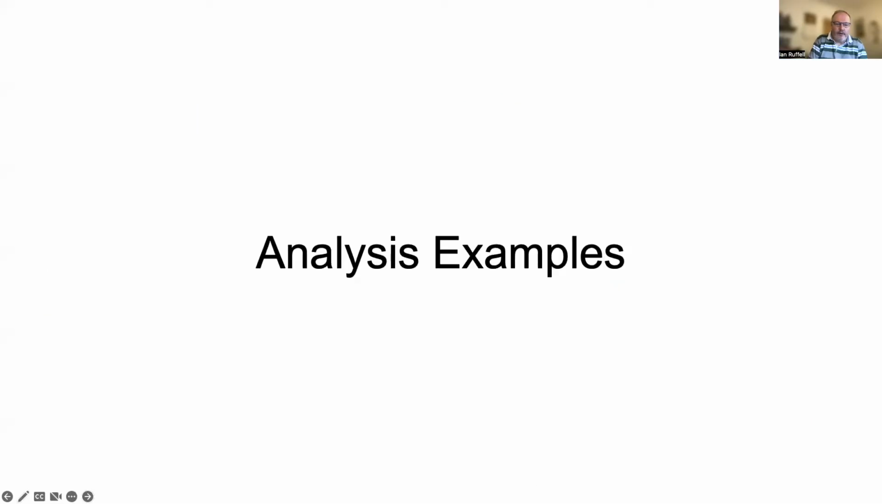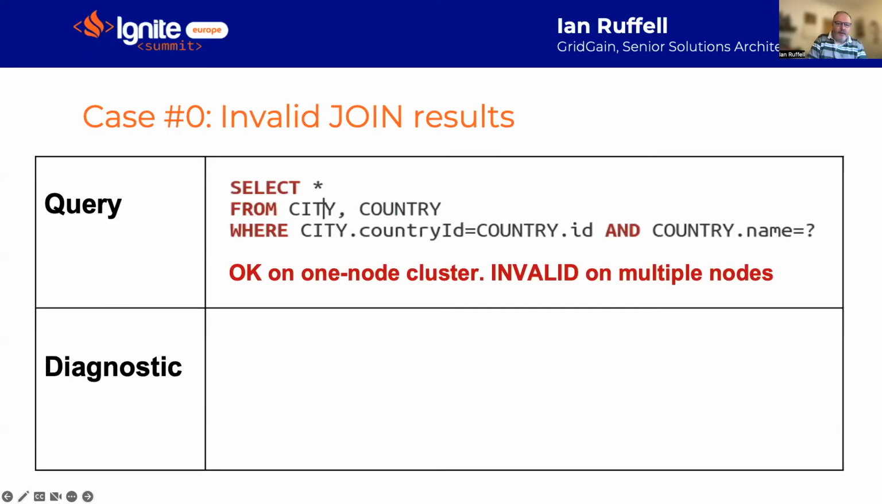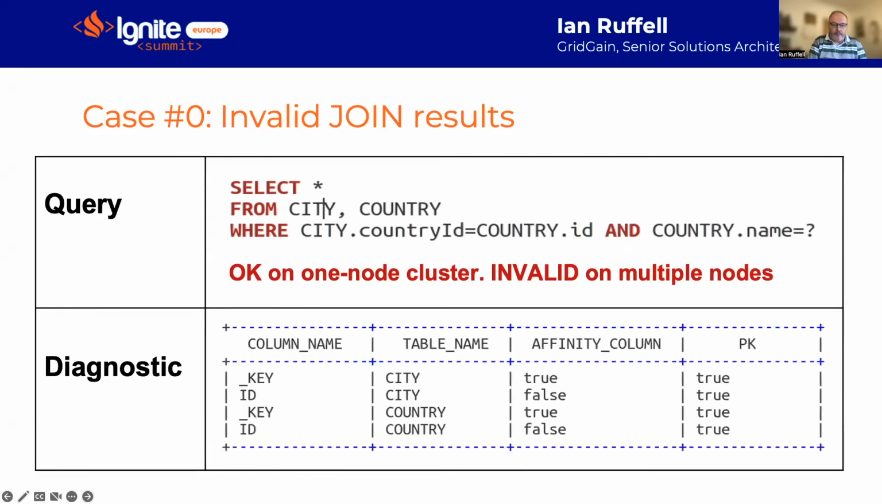Okay, let's have a look at a few analysis examples. This query works okay with a single node, but it breaks for multi-node installations. Experienced Ignite users might have already understood what the problem is here, and it's all about co-location. In this example, the join happens by country ID. So let's query a system view and try to understand the actual affinity layout. We can see the country ID is not the affinity column for the city table. Let's keep that in mind.